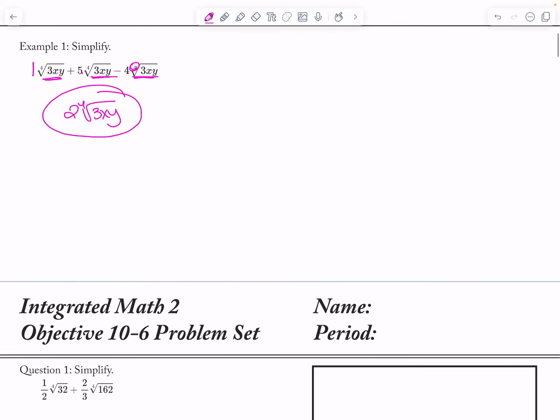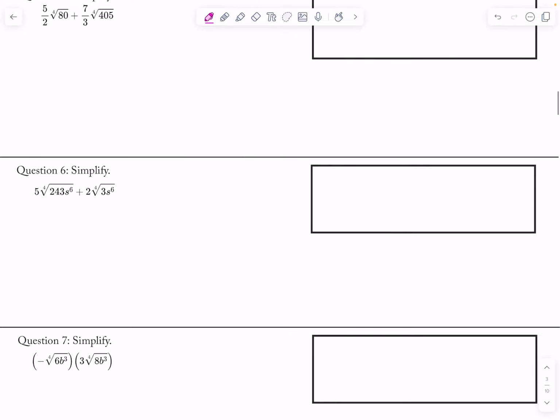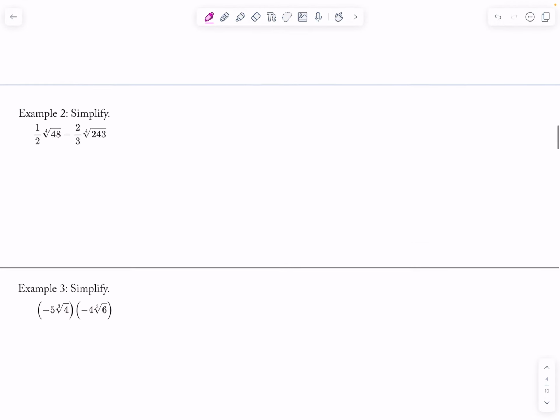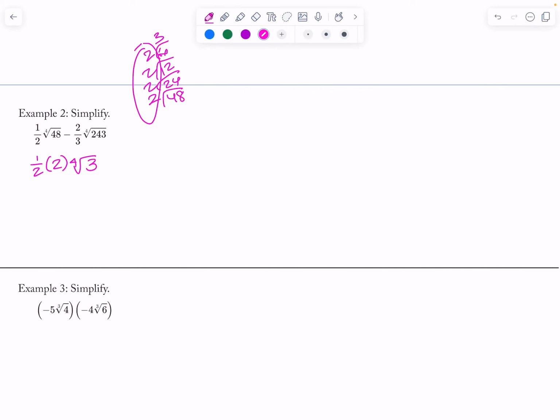Okay. And now my pages are out of order, so I have to skip all these here and go to my second example. So now I'm going to do the fourth root of 48. So 48 divisible by 2 is 24, 2 and 12, 2 and 6, 2 and 3. So there's the fourth root. So there's 1/2 times 2, and then the fourth root of 3.